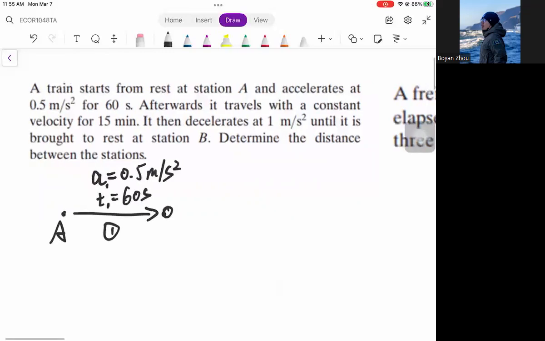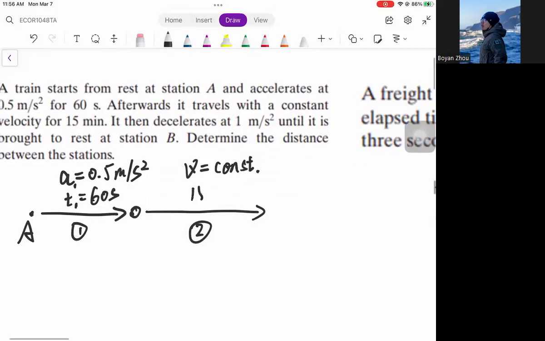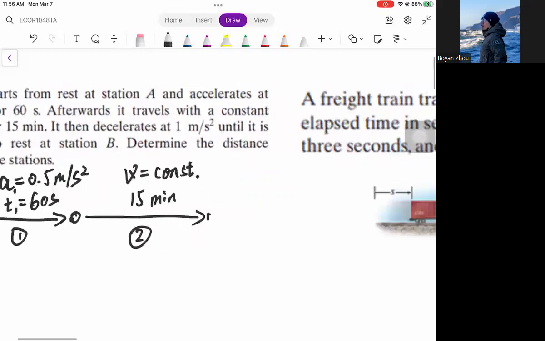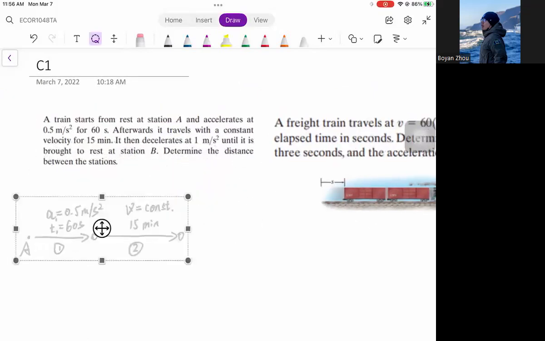And when it reaches the point on here, the train is gonna be moving at a constant speed. So the velocity, we don't know how fast it is, but we know it's gonna be constant, and that's gonna take 15 minutes. Once they reach here, it's gonna slow down.